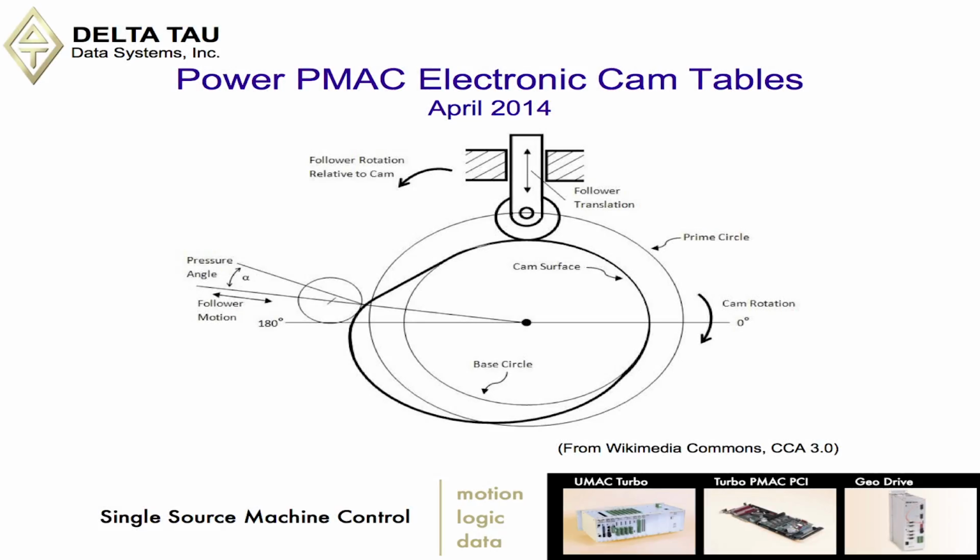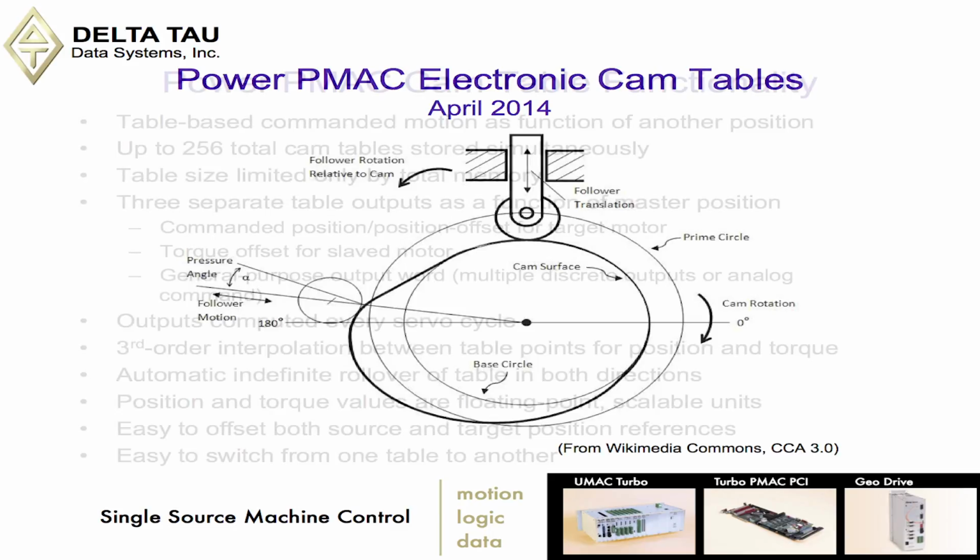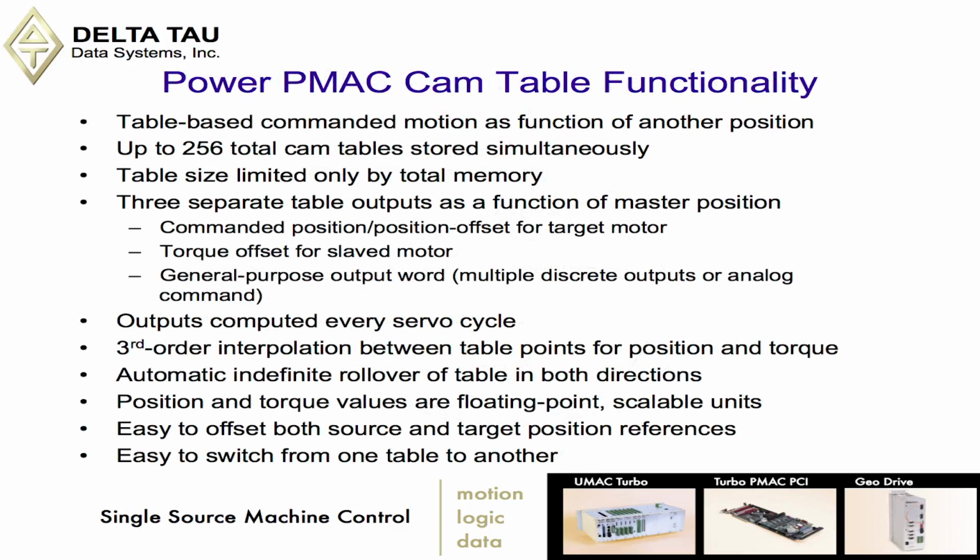So PMAC can also do electronic cam tables. Basically, table-based commanded motion as a function of another position. You can have up to 256 total cam tables stored simultaneously. The size is only limited by the total amount of memory, as it is with other PMAC features.